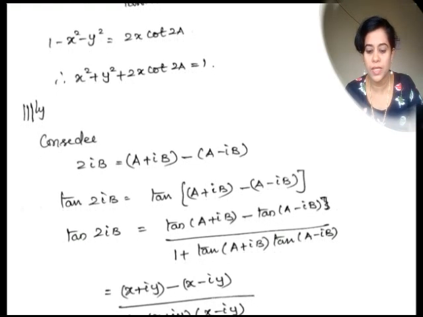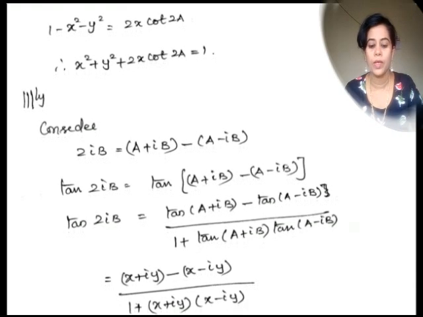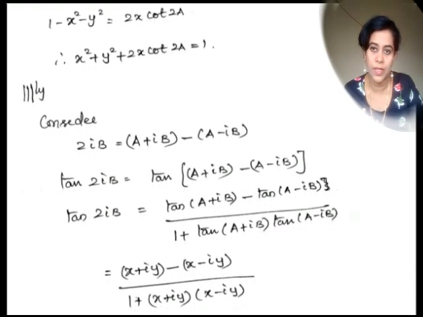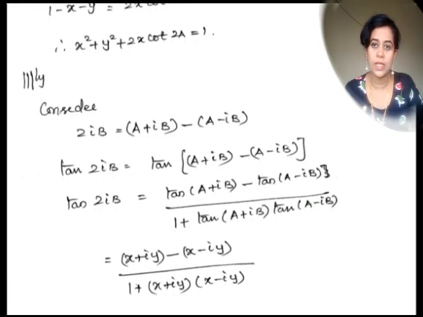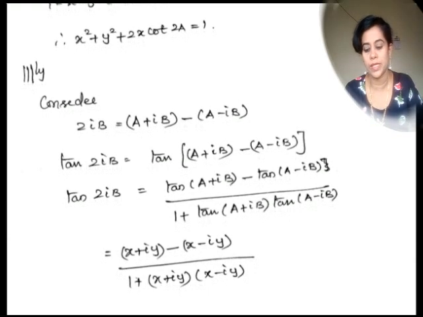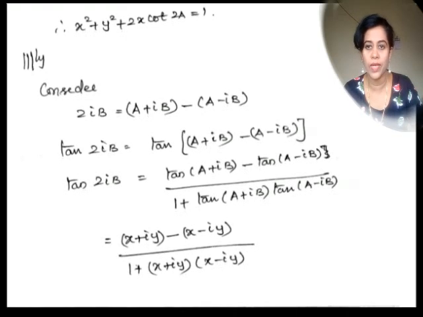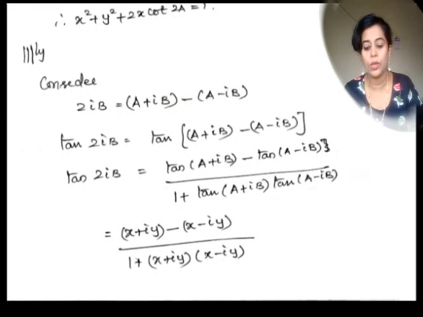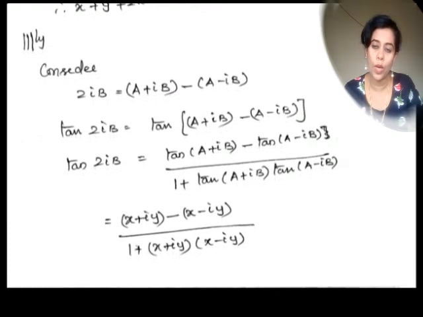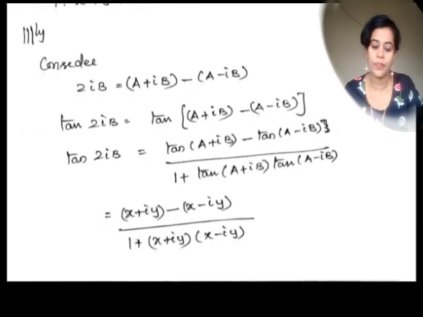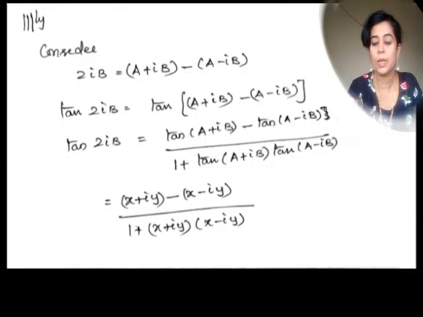The tan a minus b formula says that it is tan a minus tan b divided by 1 plus tan a tan b. So according to that, we can write it as tan of a plus ib minus tan of a minus ib divided by 1 plus tan of a plus ib into tan of a minus ib. And what is tan of a plus ib? By the given equations, we have x plus iy. Tan of a minus ib is equal to x minus iy. Substituting, it is x plus iy minus x minus iy divided by 1 plus x plus iy into x minus iy.